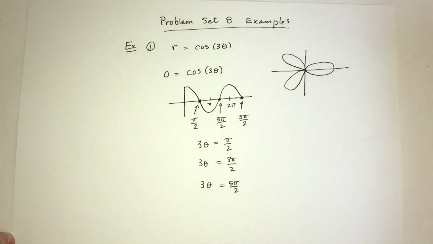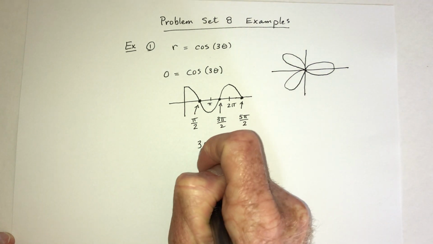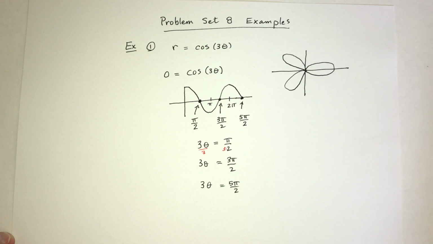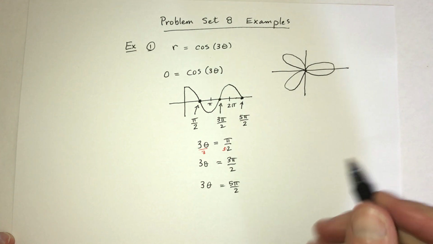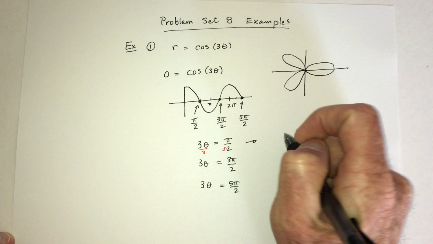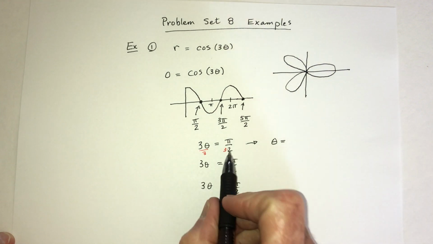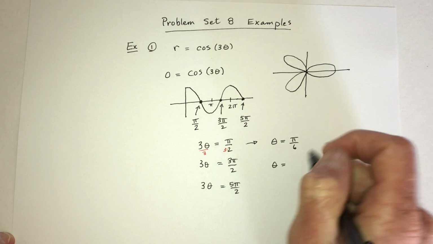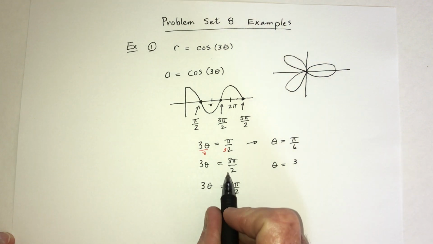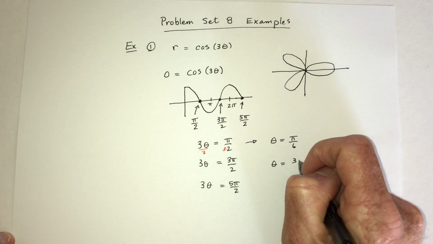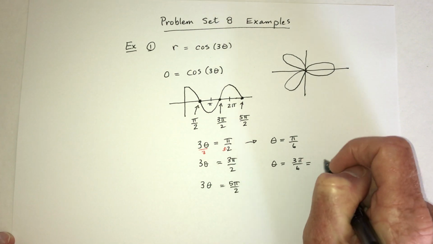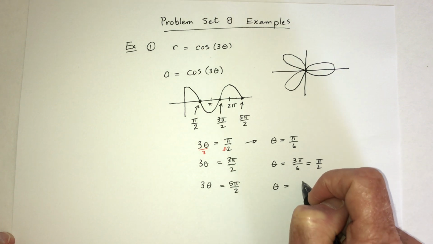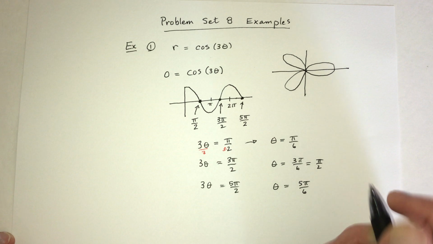Then the next thing to do is use a red pen and divide by 3 on both sides. Oops, I just dropped the red pen. So then theta equals, this will be pi over 6. The next one will be 3 pi over 6, so actually that reduces to be pi over 2. And then 5 pi over 6.